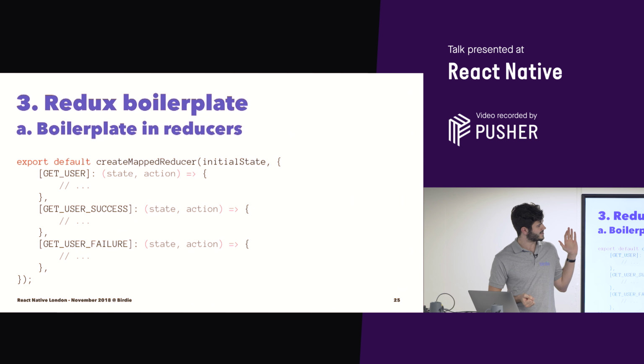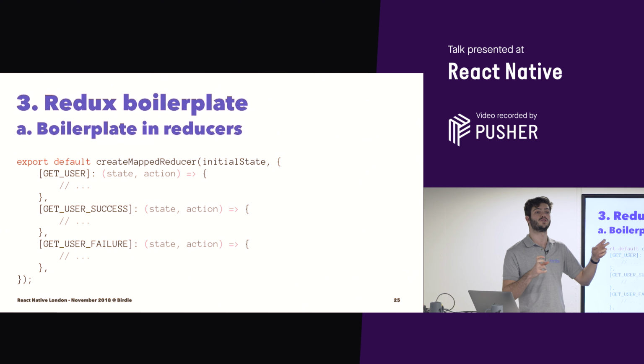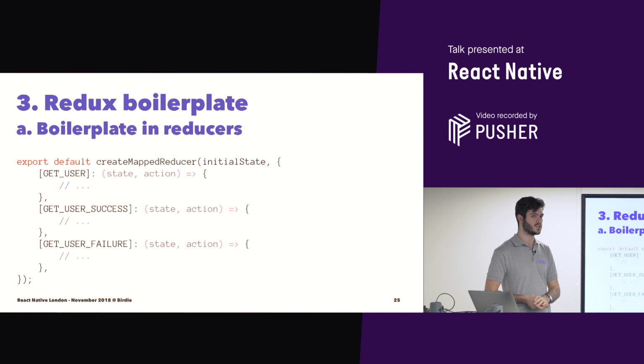And what it does is take an initial state and then a map from the action name to the actual sub-reducer you want to use for this action. So basically, if the action is get user, I want to do this. If it's get user success, I want to do this. If it's a failure, I want to do that. And that's it. So you don't need to do your switch case anymore, which is pretty simple if you look at it, but it saves a lot of space.